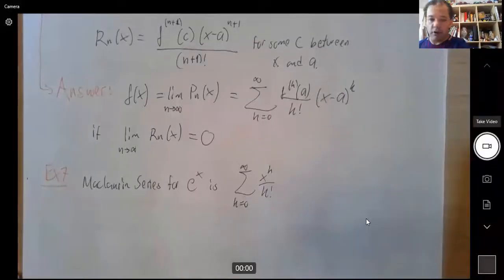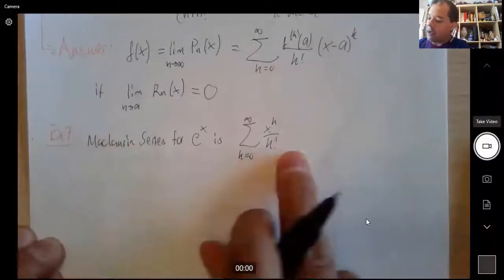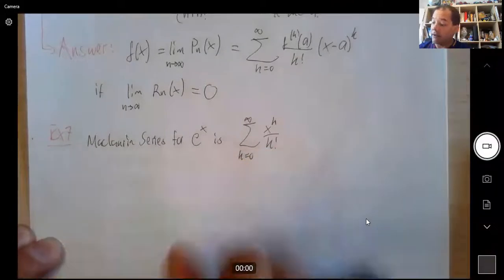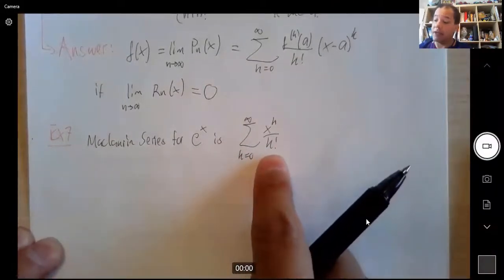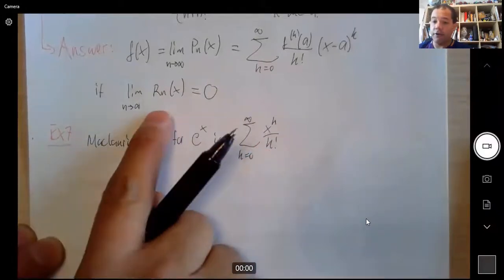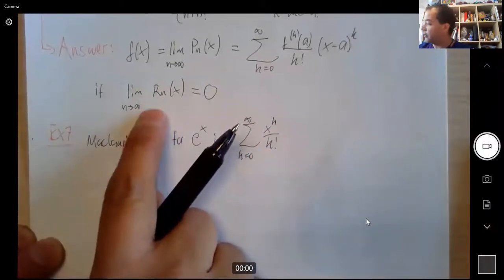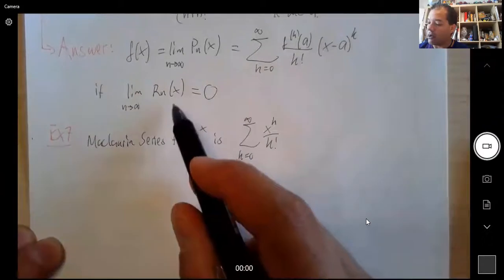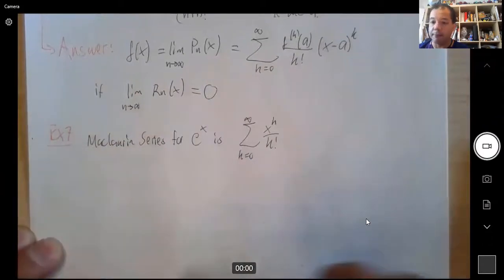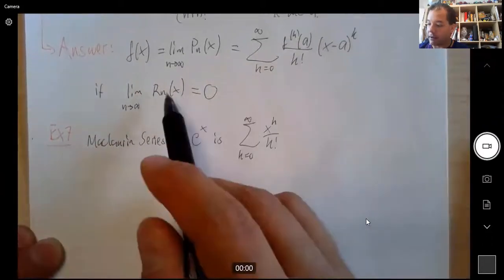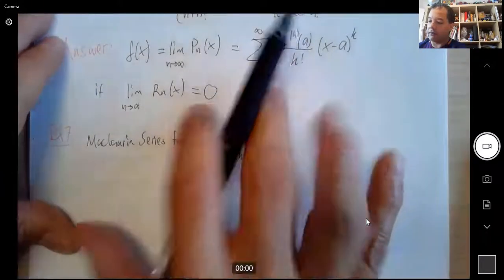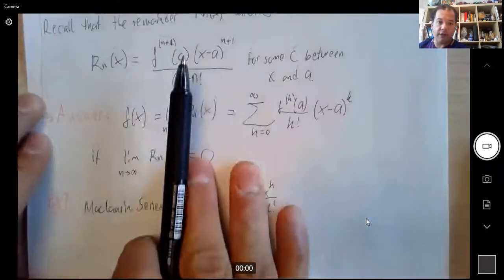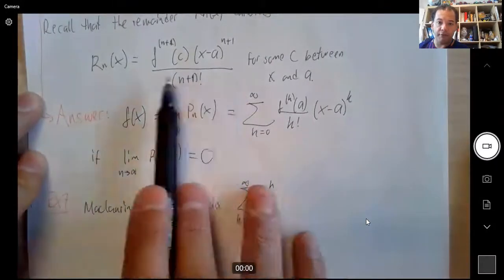Okay, so how do we argue that this is actually equal to e to the x? Why is that? Well, all we need to do is show that the remainder goes to 0, all right? So what is the remainder for the function e to the x? And here's the formula for the remainder, right? It's right here.